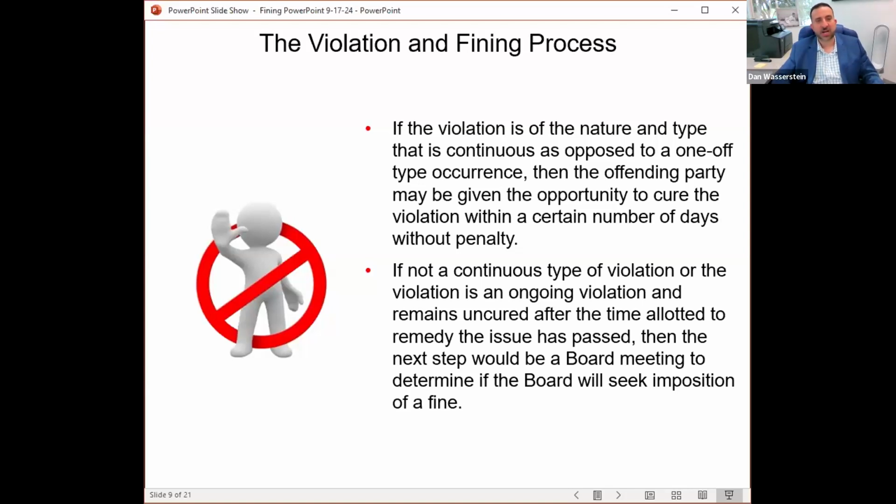So it's very customary that associations, when there are maintenance type issues or ongoing type issues, will give the offending party some time to address it without penalty. Now, keep in mind, you don't have to do that. But I would tell you it would be very draconian, as us lawyers say, to not give a window of time for people to do that, unless, of course, this is a repeat offender. But usually you want to give that time.